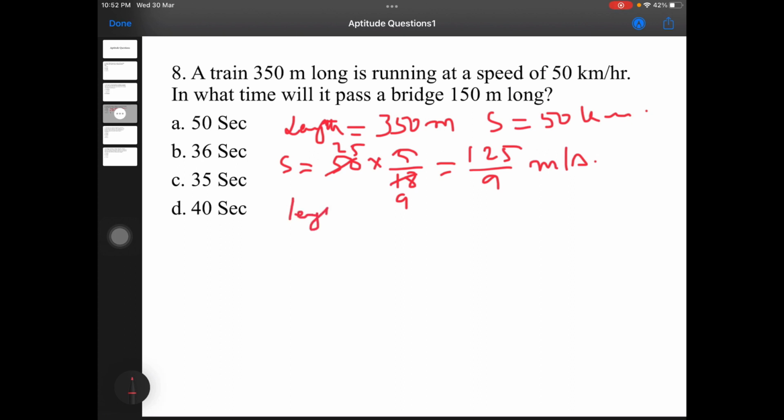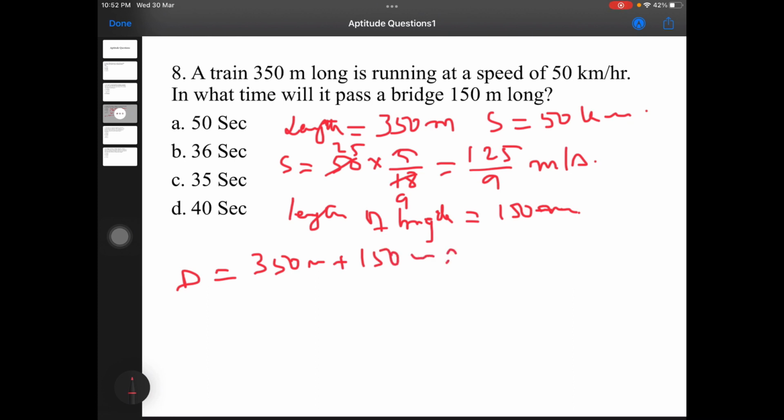And then the length of the bridge is given. Length of the bridge is given 150 meter long. So here the total distance traveled by the train to pass the bridge will be length of the train, which is 350 meter, plus the length of the bridge, which is 150 meter. So the total distance will be 500 meter.